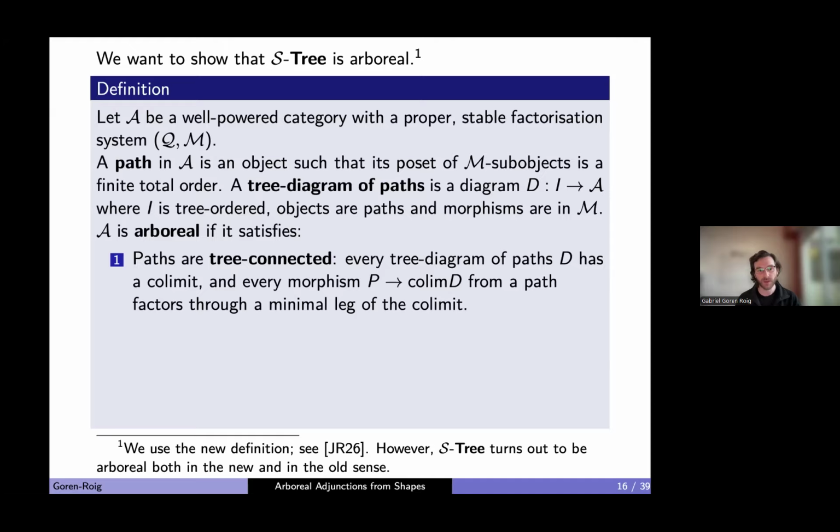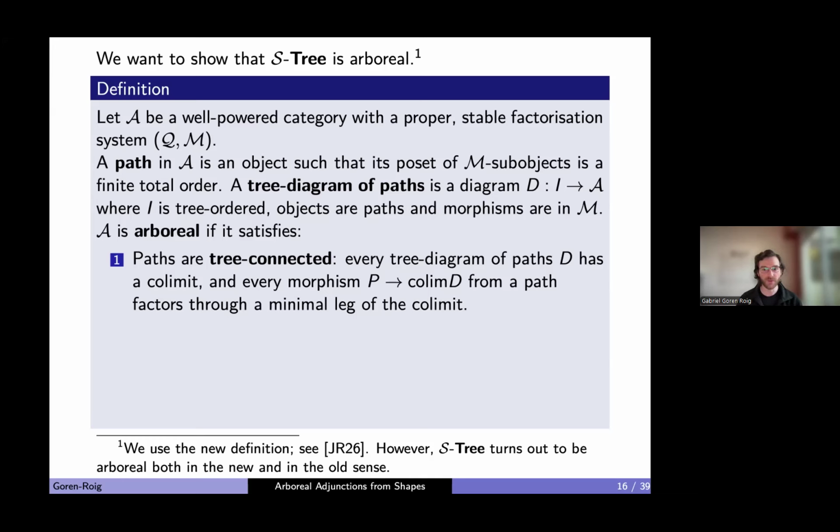And that's the definitions we need. We have the factorization system in place, and now we can state the arboreal axioms. The first axiom is that there's a connectedness, or connectivity, condition for paths.